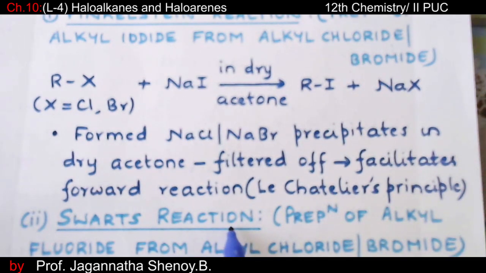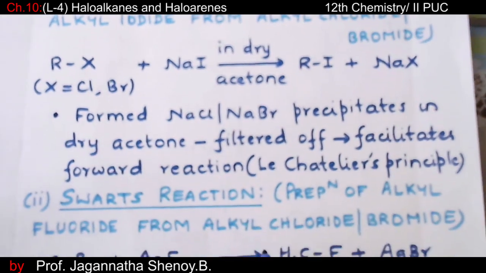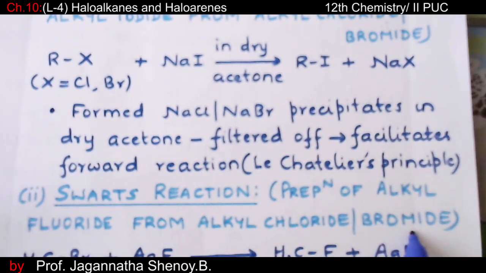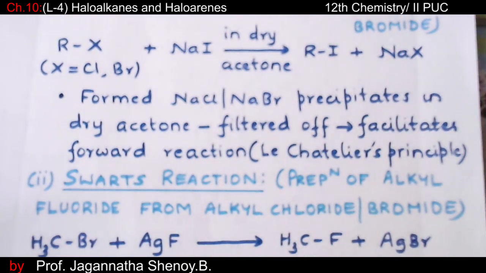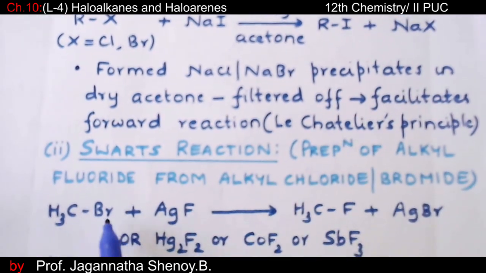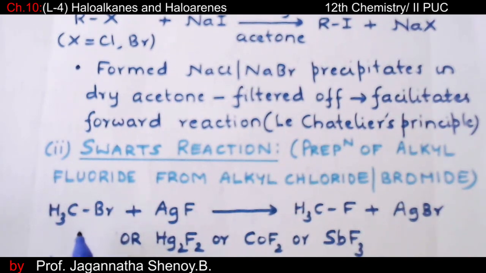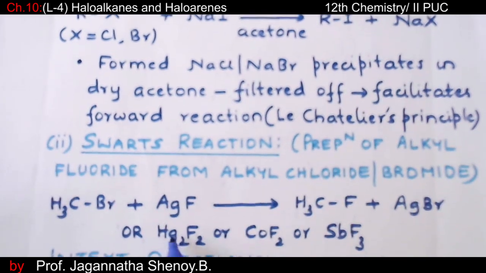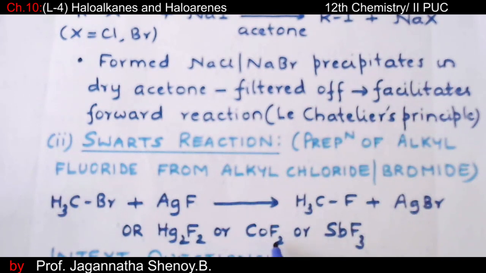What is the purpose of Schwartz reaction? We want to convert alkyl chloride or alkyl bromide into alkyl fluoride. How do we do it? For example, I start from alkyl bromide, methyl bromide I have considered. I can treat it either with silver fluoride or mercurous fluoride or cobalt fluoride, or I can go for antimony trifluoride. What happens? The bromo group will be replaced by fluoro group. We get methyl fluoride and silver bromide.